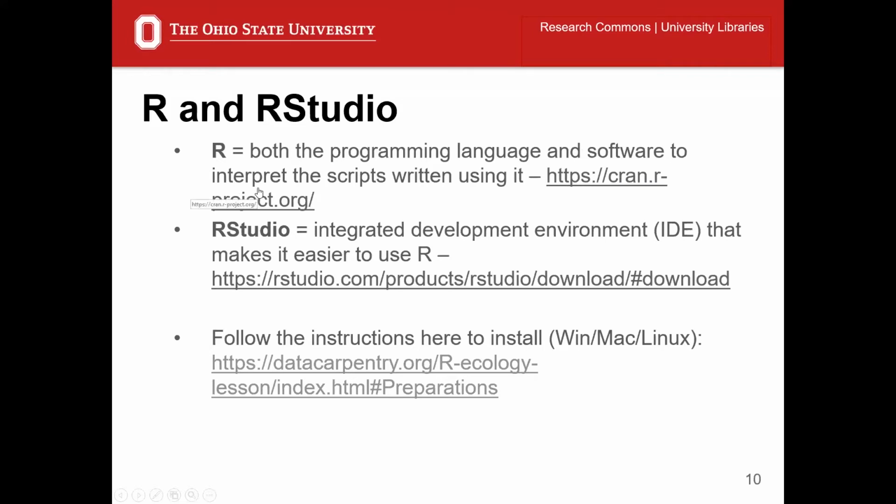RStudio is a little bit different. It's called an integrated development environment. So this is the tool, the GUI, the graphic interface that we'll be using in order to make it easier for us to use R. And so the link is here at RStudio. Make sure you download the appropriate version for Windows, Mac, or Linux. And finally, if you're still a little bit confused about what you need to download, you can go to this link here and take a look at the instructions there. It should be pretty clear.